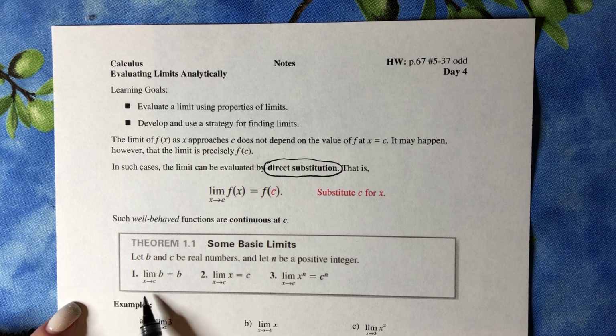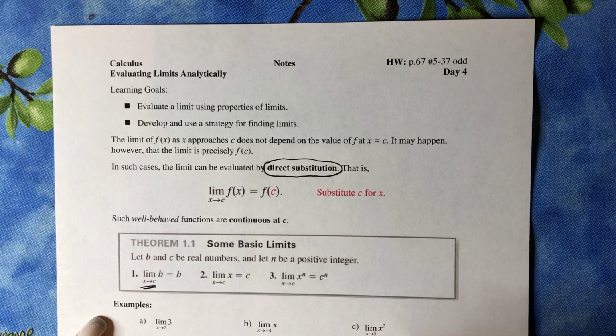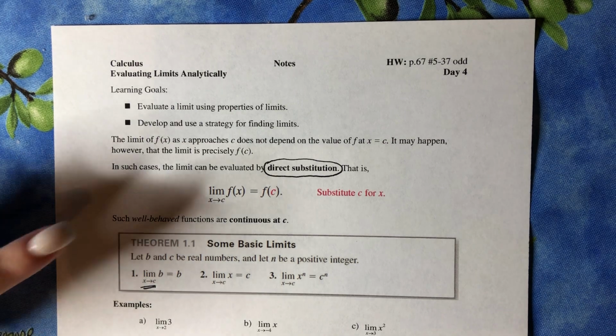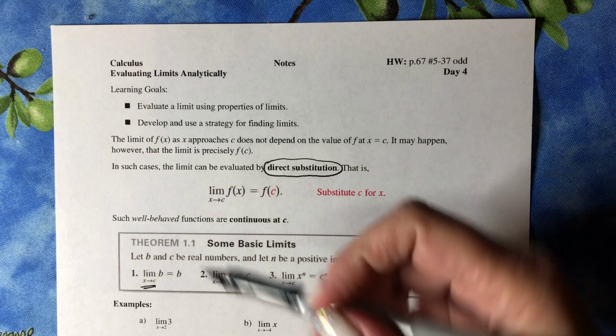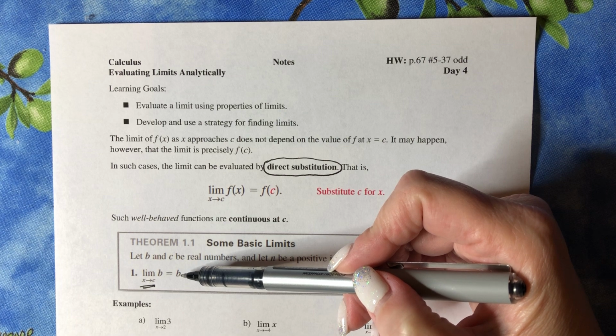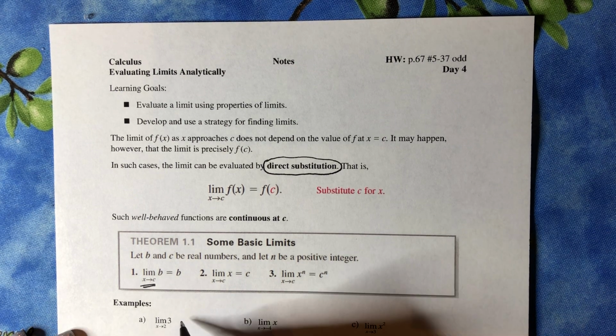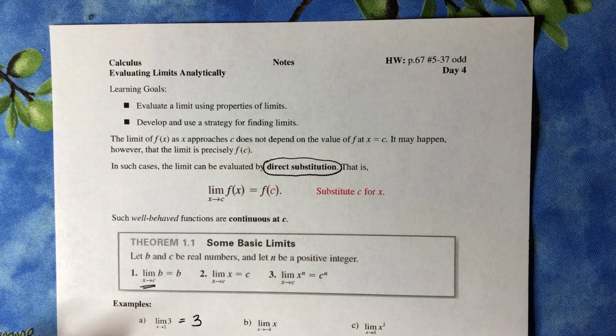So the first rule that's here says that if I'm taking the limit of b, it equals b. Now I want you to notice down here at the bottom, x approaches c. There's no x at all in this problem. So if your limit is a constant, it is just equal to the constant. Let me show you what I'm talking about here. I've got the limit of 3. There's no place to substitute that 2 into, so my answer is just 3.